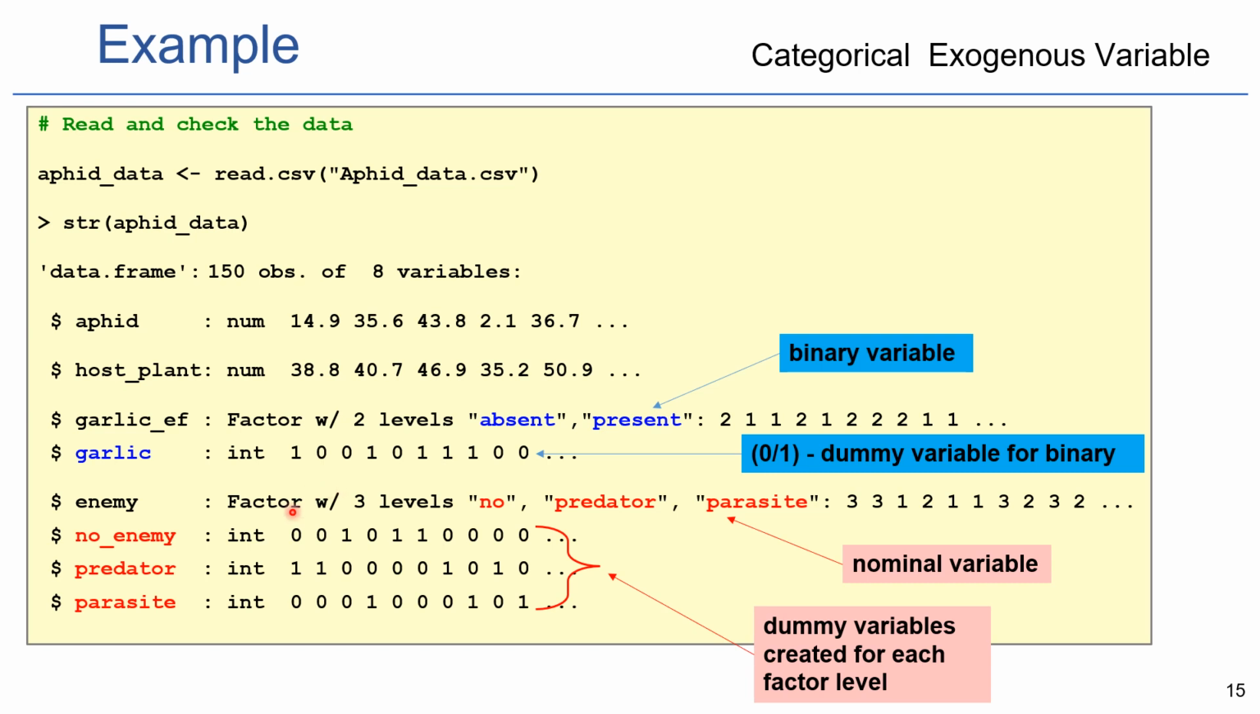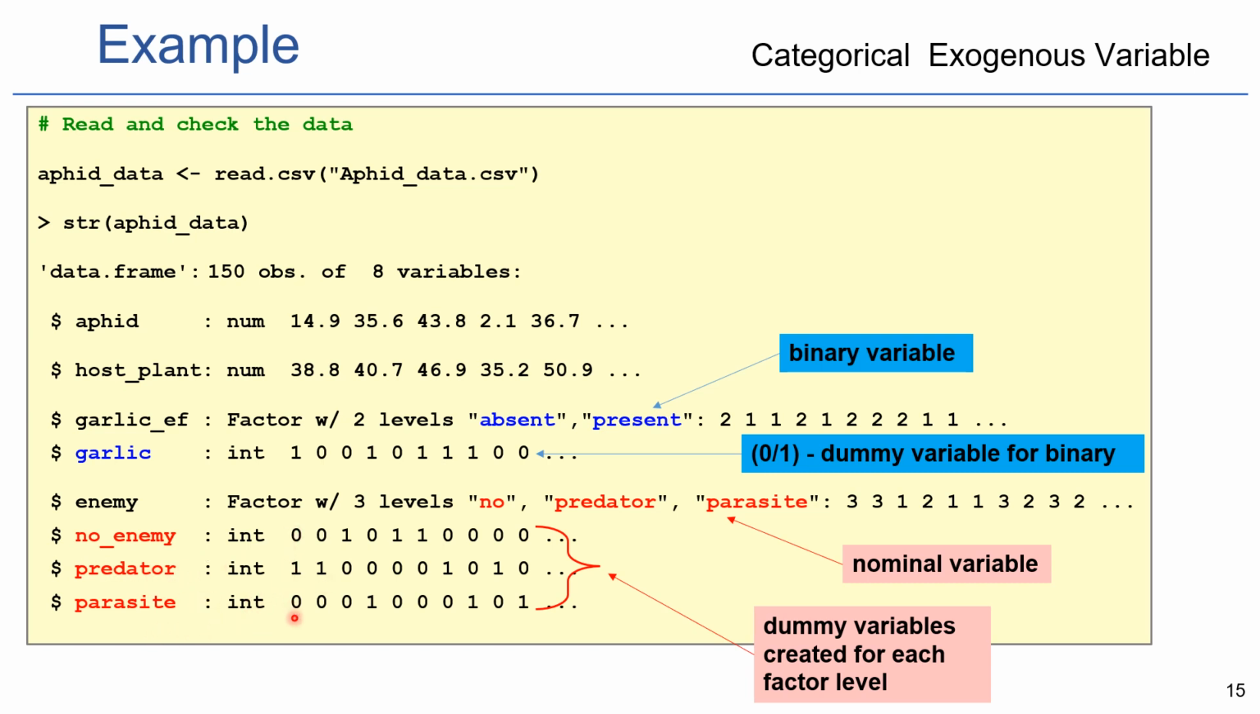And then we want to study the enemy categorical variable. This is a factor which has 3 different levels: no enemies, predator present, parasite present. So this is our nominal variable because we don't know the order of the levels, so it's not ordered but nominal. For this we cannot convert it to a single numeric variable, just because we don't know the order of levels. That's why we create 3 dummy variables from this factor, using each level separately. So we create no enemies, predator, and parasite.